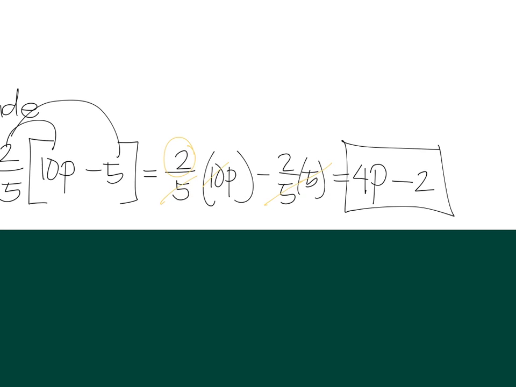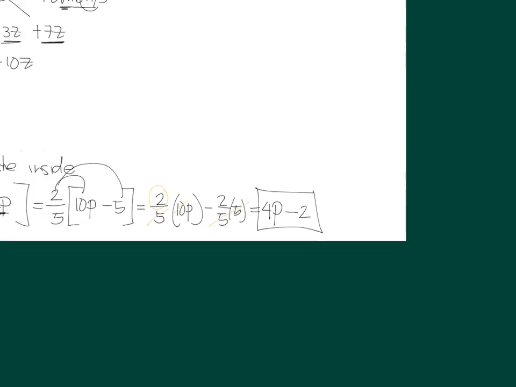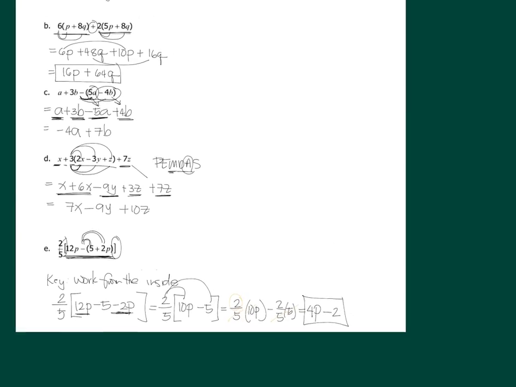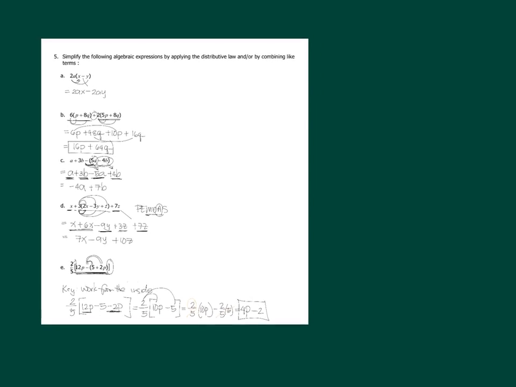Okay, so I hope you understand my explanation on this item. So we have number 5 and we have letters A, B, C, D, and E. These are the questions to test if you know how to apply the distributive law and if you know how to combine like terms. Okay, so that's it.